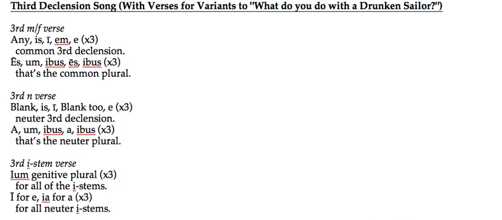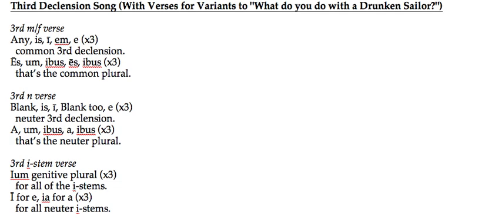So here goes. Any is E M A, any is E M A, common third declension. Ace, it was ace, it was ace, that's a common plural.